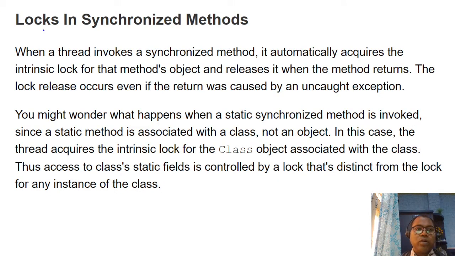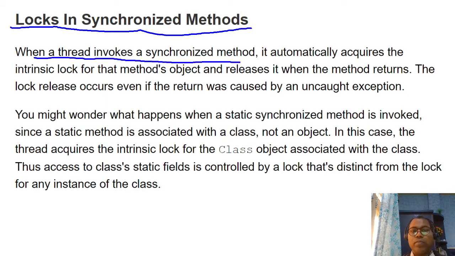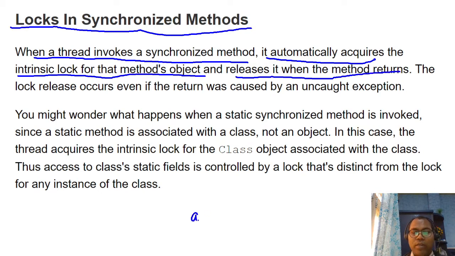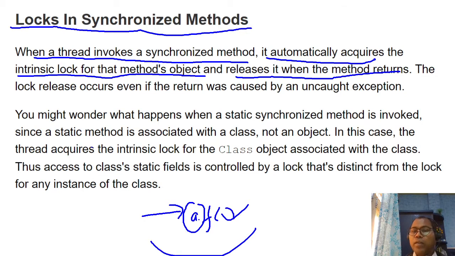Okay, so locks in the synchronized method. Till now we have talked about updating the field. Similarly, when a thread invokes a synchronized method, it automatically acquires the intrinsic lock for the method's object and releases it when the method returns. Let's say we have an object a and invoke the method f1. So the intrinsic lock of object a is first acquired, then that function is invoked. Whenever the method returns, the lock is automatically released.